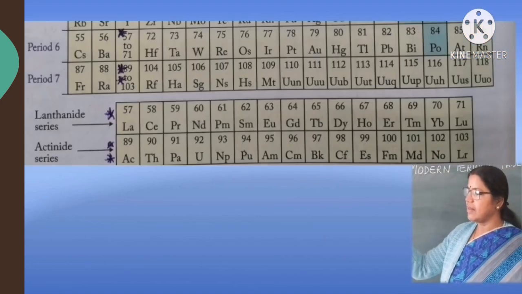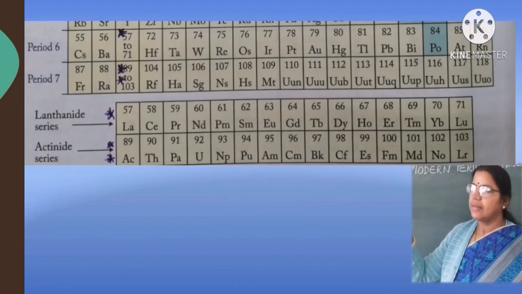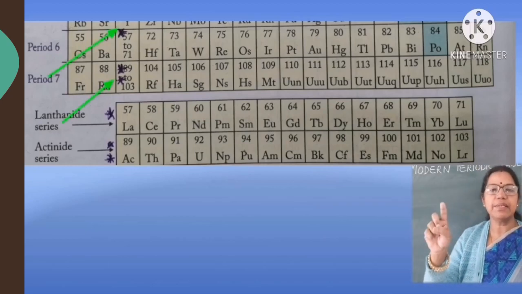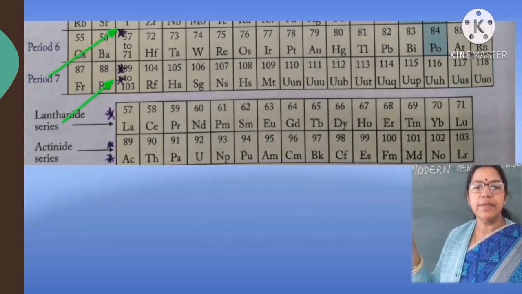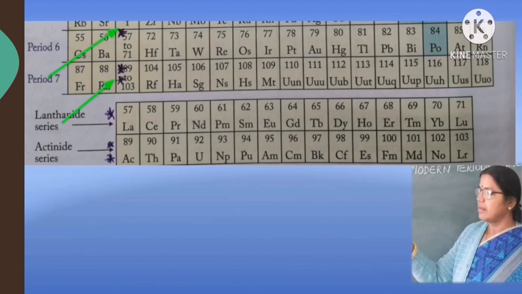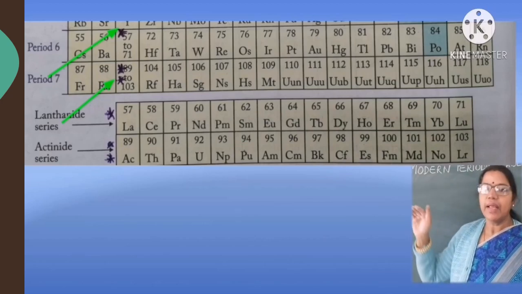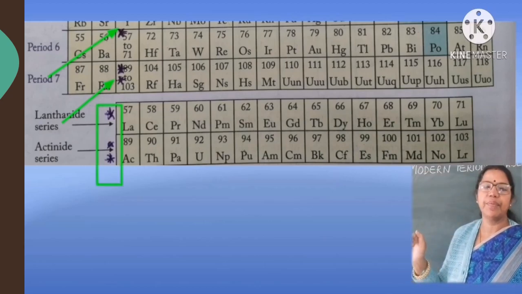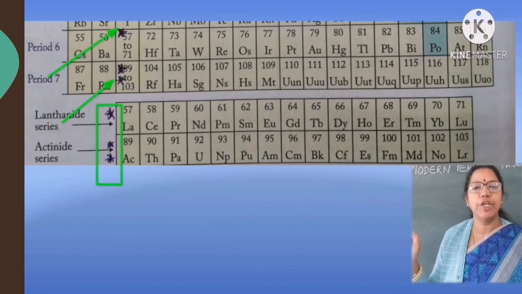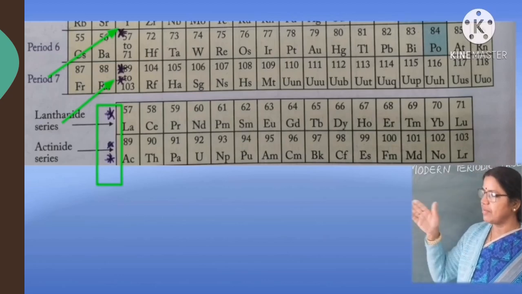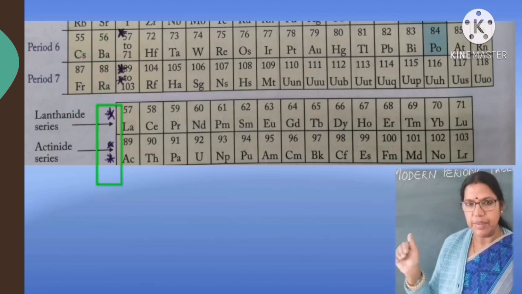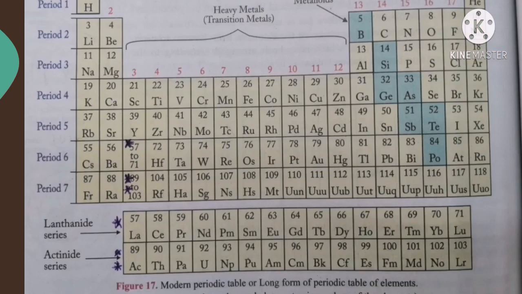Whereas you can see 6th and 7th periods. In the third group, there is 1 star mark in the 6th period, and 2 star marks in the third group of the 7th period. These star marks you can see at the bottom. With one star mark, it is written lanthanoids. If you count the number of elements, there are 14 elements. These 14 elements plus 18 elements in the periodic table, total 32. So all these 32 elements are placed in the 6th period.